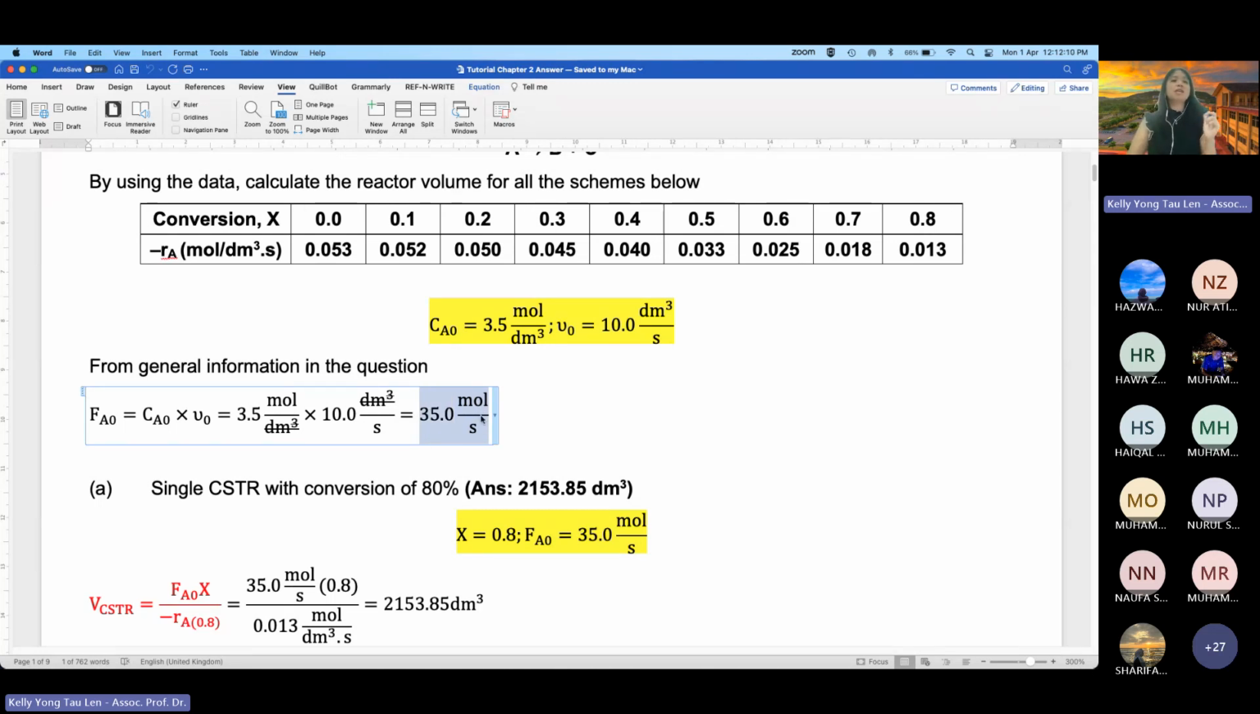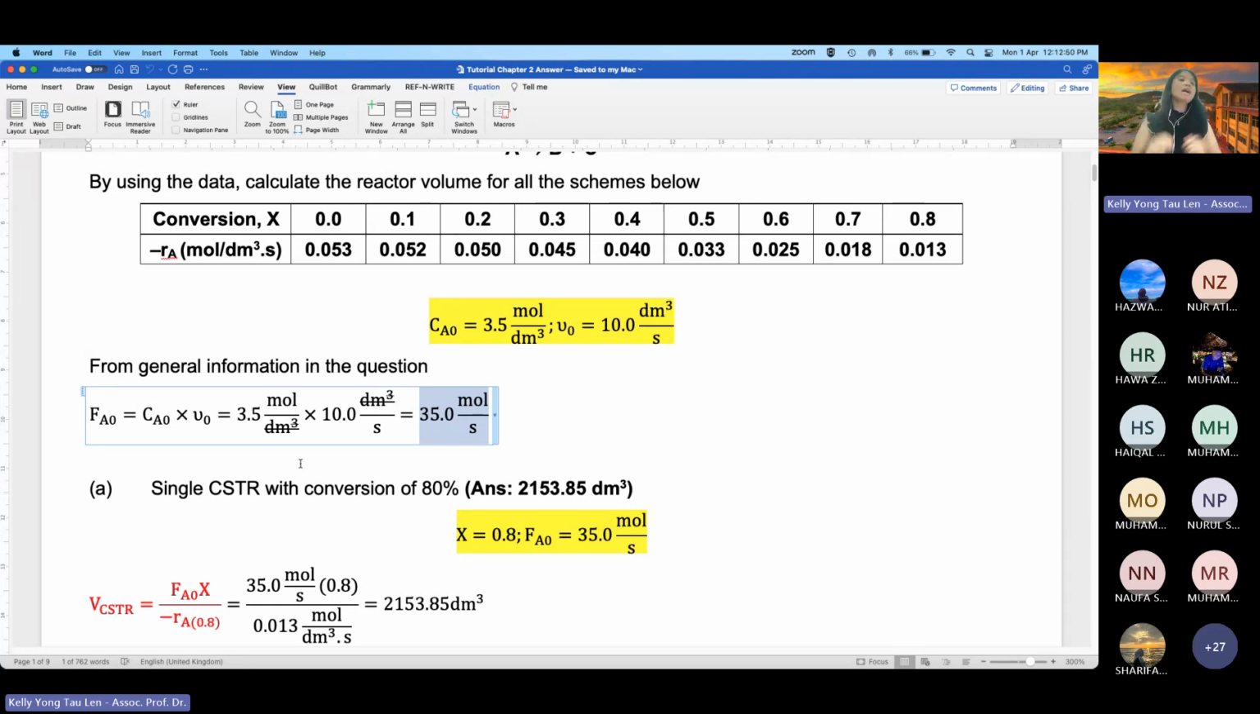So again, for those who wonder why we find FA naught, if you remember in chapter 2, the design equation to find PFR or CSTR will definitely have FA naught. Although the question did not ask you to find it, you have to know by yourself, if my formula has FA naught, I have to find FA naught first. Even if you cannot answer the whole question, you do try to solve at least some part of it. Let's say you find FA naught, you already get at least 2 marks. You may not solve the rest, but you at least get some marks, because it shows me that you know that FA naught can be found from CA naught and epsilon naught information.